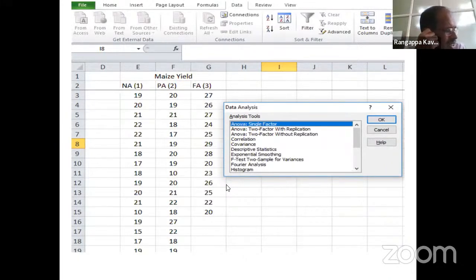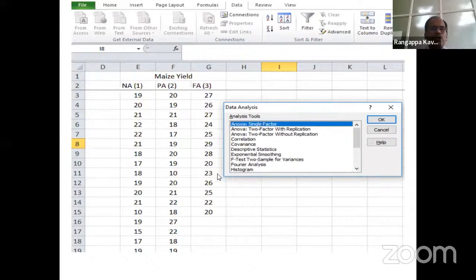Used here, we have 3 groups, maize yield. You could see here column E, column F, column G. In column E, we have taken the data for the people who are in the NA category. NA category means non-adopters category, and PA means partial adopters category. FA means fully adopters category.